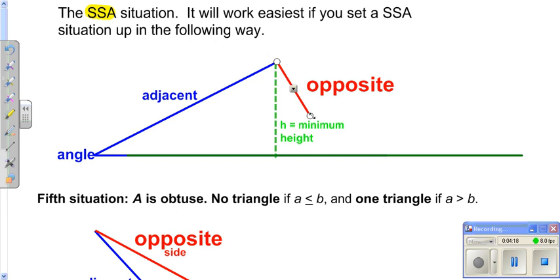But let's consider another situation where this side is a little bit longer. If it's just a little bit longer, it could be long enough just to reach down and form one triangle, in this case, a right triangle. Now, suppose we talk about a third situation. Suppose this side was a little bit longer than that. Now, it's long enough to reach down here and form a triangle.